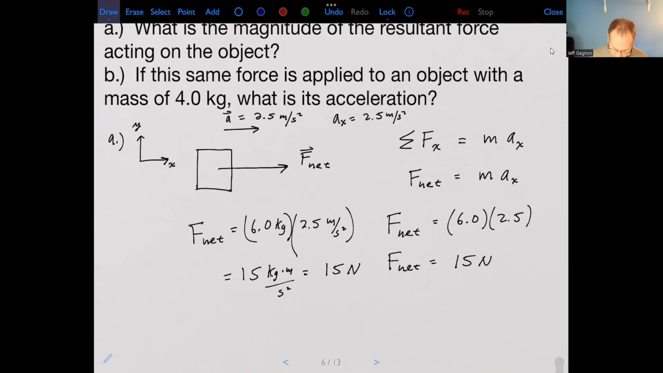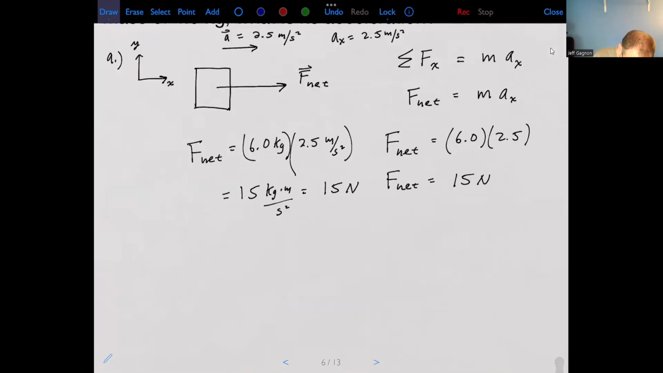Okay, part B. If the same force is applied to an object with a mass of 4 kilograms, what is its acceleration? So this is really the same situation here, but now this net force is acting on an object, with the same coordinate system here, which has a mass of 4 kilograms, and we want to know the acceleration.